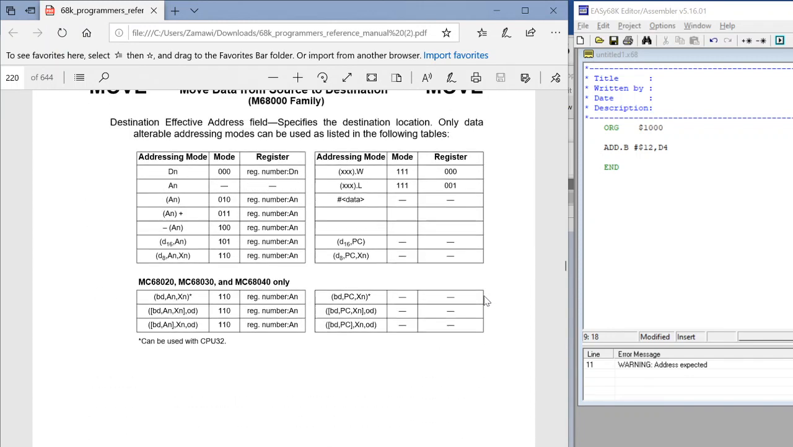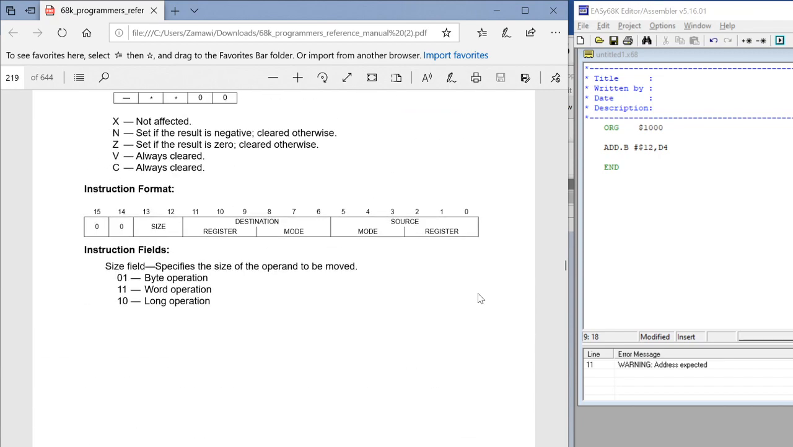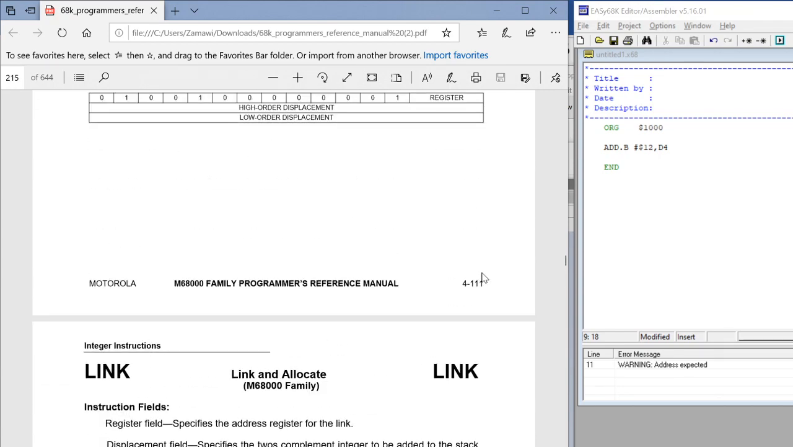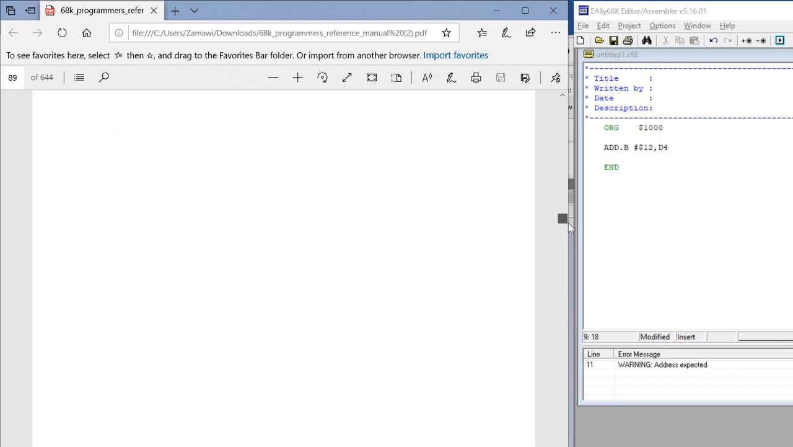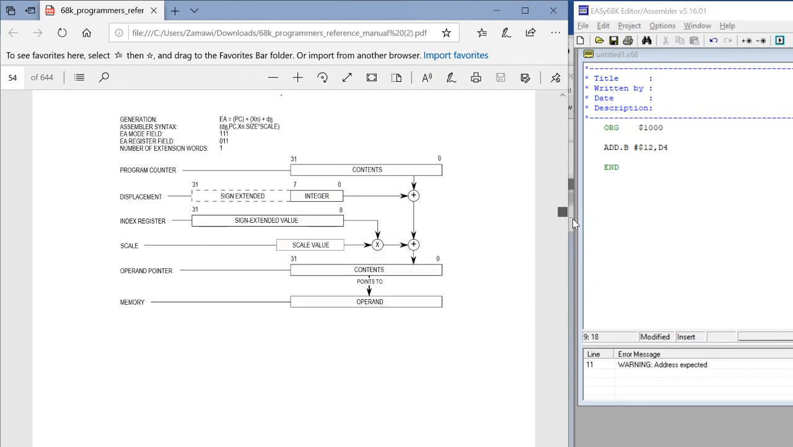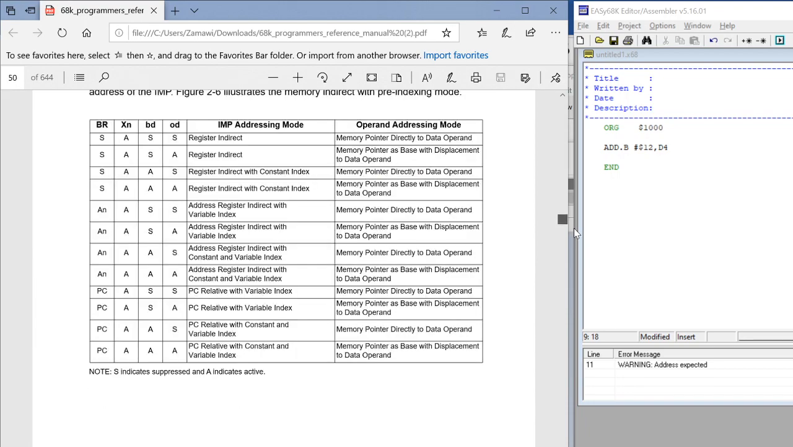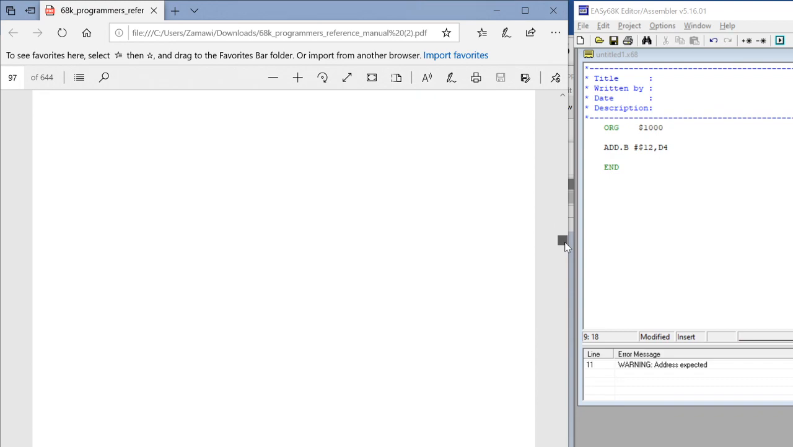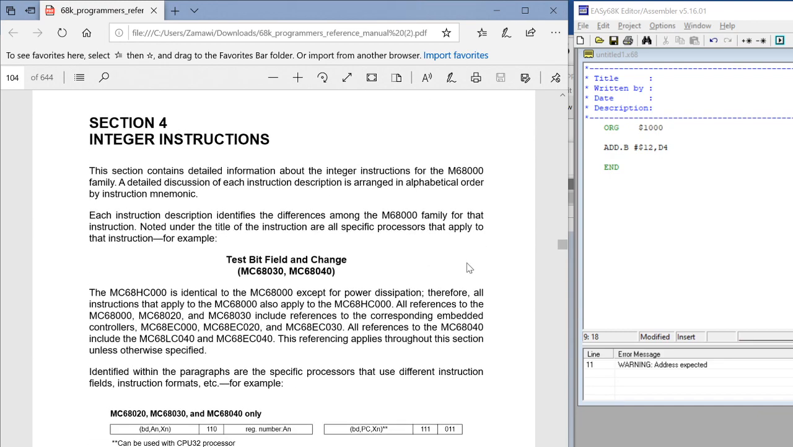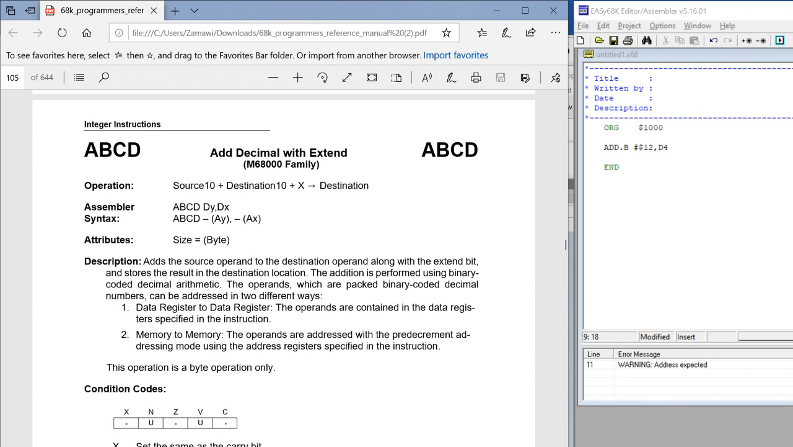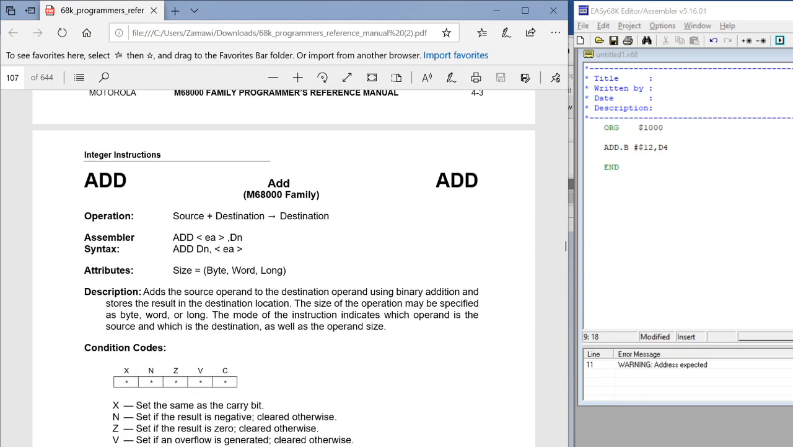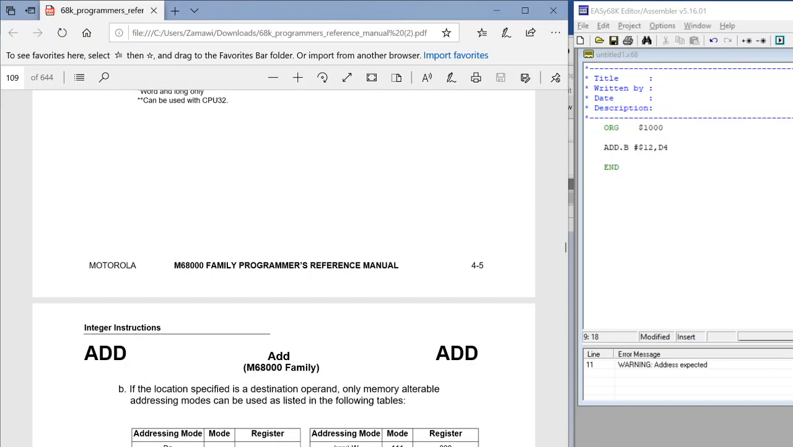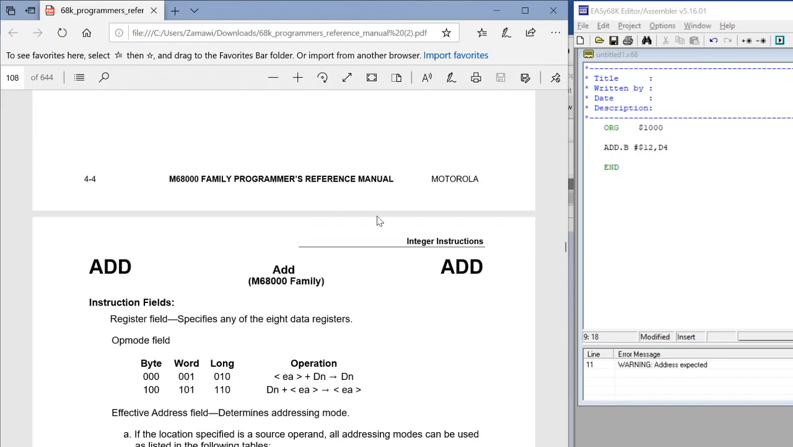So for the add instruction, go back to the manual reference, and you can see that it is from the starting page. This one, the untitled instructions. So the first one is ABCD. So this is add. Add starts at 4-4 to 4-6. So we have to understand how it works.